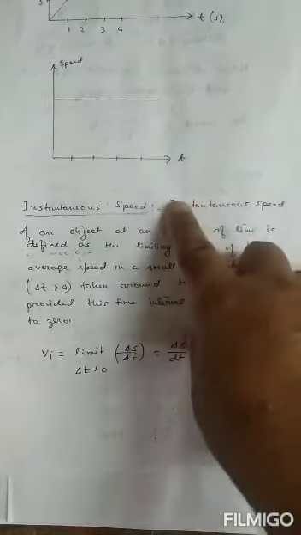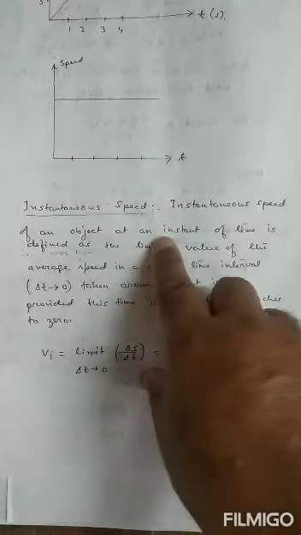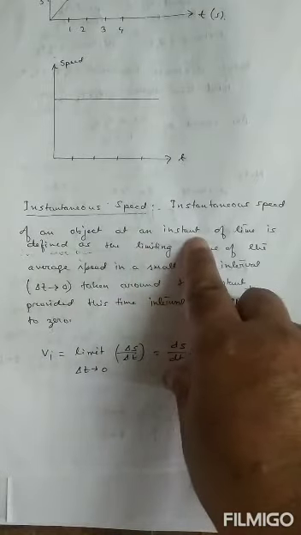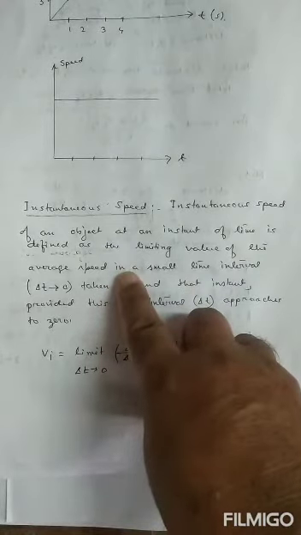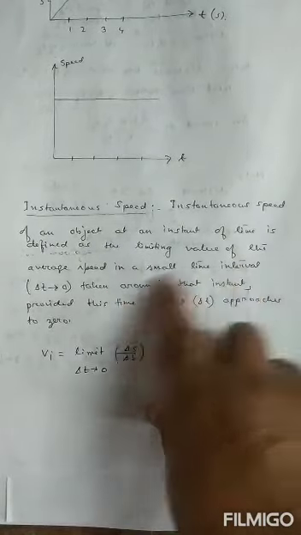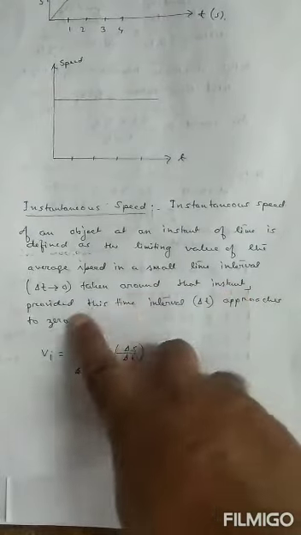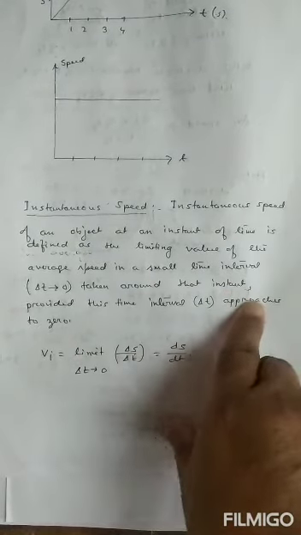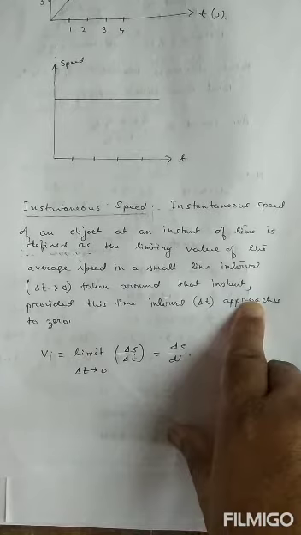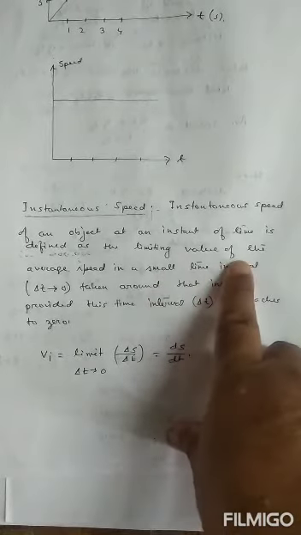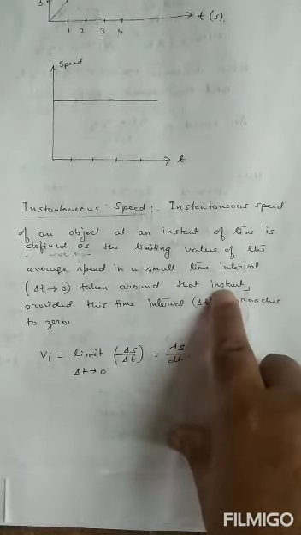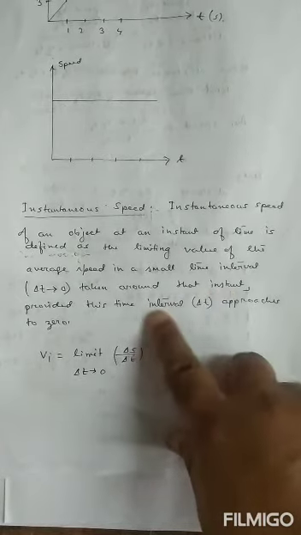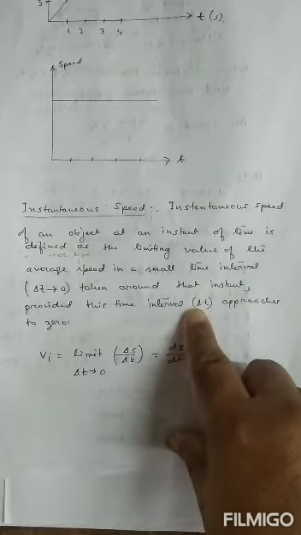So our definition says, instantaneous speed of an object at an instant is defined as the limiting value of average speed in a small time interval taken around that instant, provided this time interval approaches 0. It is the limiting value of average speed in a small time interval taken around that instant, provided this interval tends to 0.